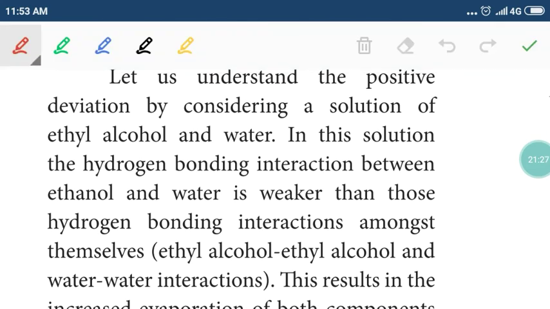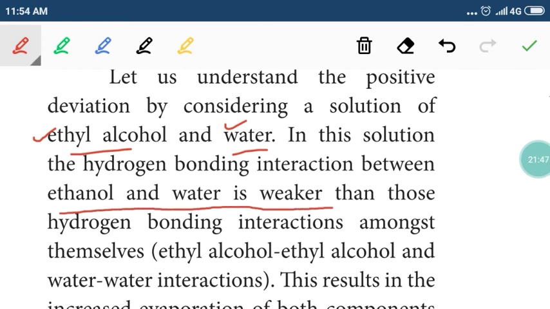An example is given: mixing alcohol and water. Between ethanol molecules, hydrogen bonding is there. Between water molecules, hydrogen bonding is there. When we mix these two, the hydrogen bonding between ethanol and water will be a weaker one. So the deviation will be a positive deviation.